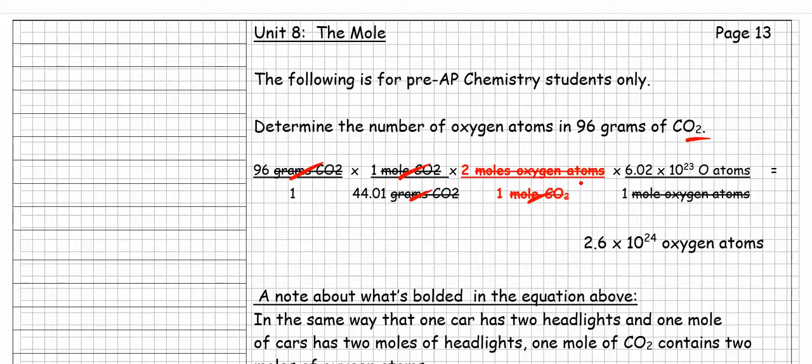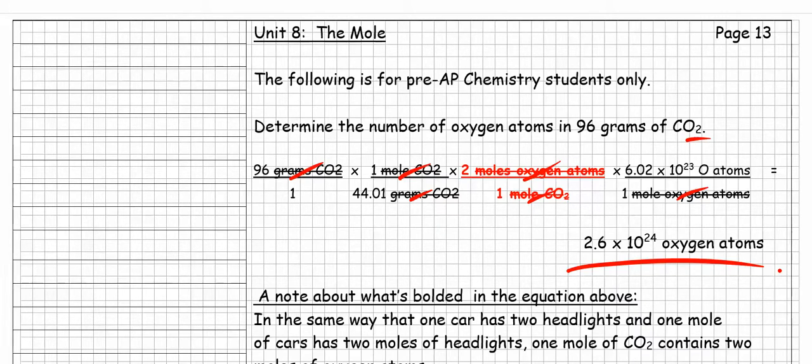So I'm going to multiply that by the ratio of 6.02 times 10 to the 23rd oxygen atoms per 1 mole. That allows me to cancel this with this, and I'm going to be left with oxygen atoms. So I just do the math. I just multiply across 96 times 2 times 6.02 times 10 to the 23rd divided by 44.01, and I get this number, 2.6. You check me on your calculator. I get 2.6 times 10 to the 24th oxygen atoms.